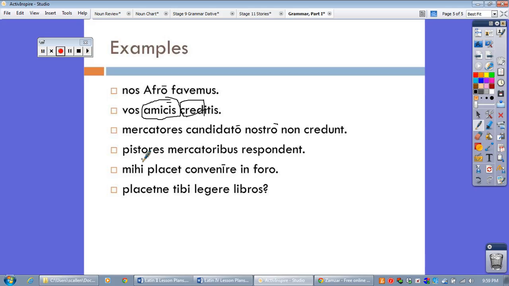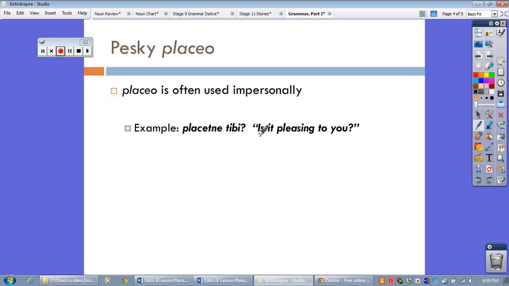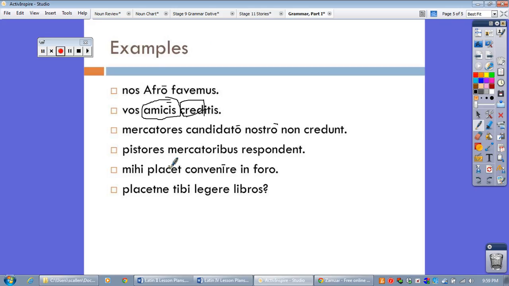Now, how about this one? Mihi placet convenire in foro. Well, if you look back at how I told you placet is usually translated, is it pleasing, then you can figure out this probably fairly easy. It is pleasing for me to meet in the forum. And then placetne tibi legere libros. Is it pleasing for you to read books? Well, I would hope so.